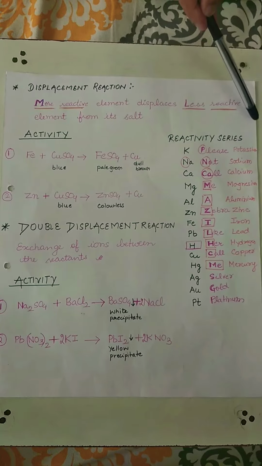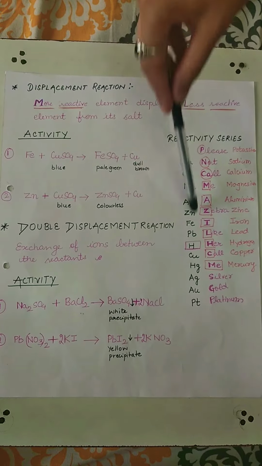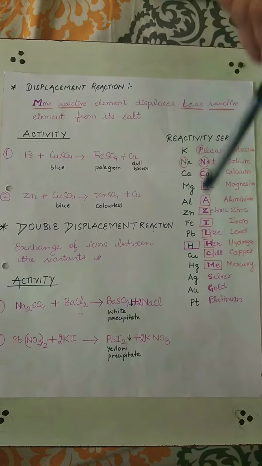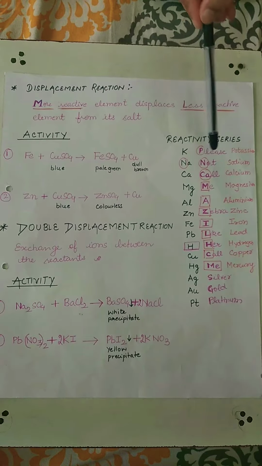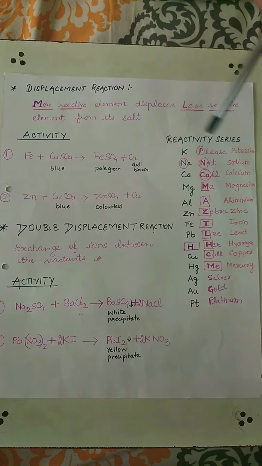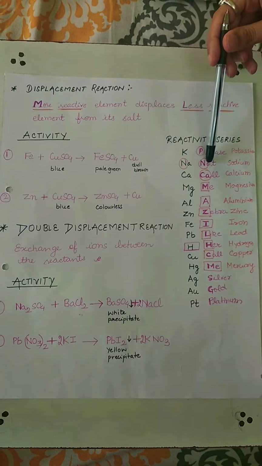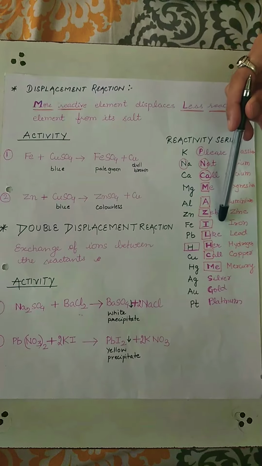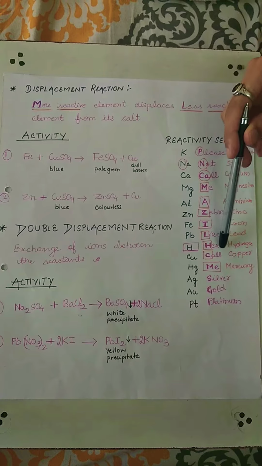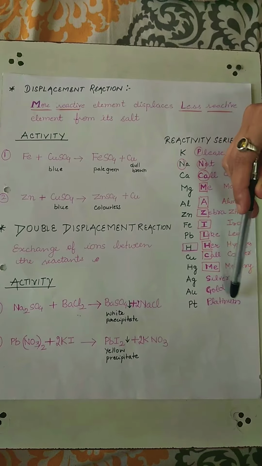It is also known as the activity series. So this is the reactivity series which you have to learn. But to remember this series, we have a mnemonic. Just see that: Please not call me a zebra, I like her call me silver, gold, platinum.